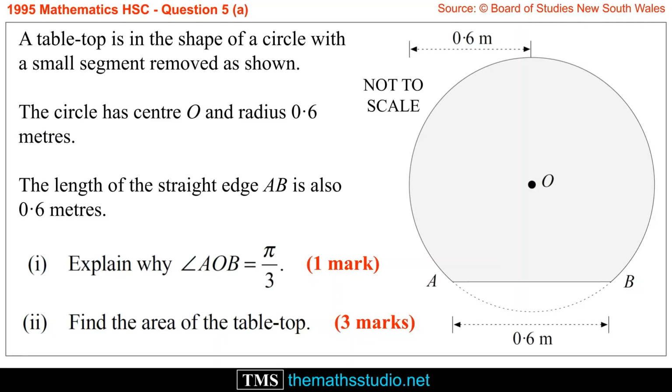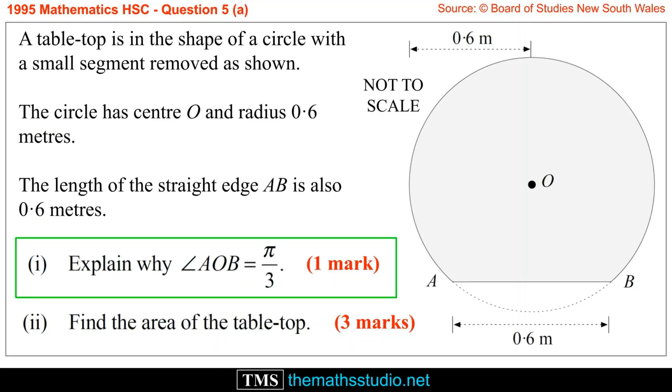Question 5, Part A. A tabletop is in the shape of a circle with a small segment removed as shown. The circle has centre O and radius 0.6 metres. The length of the straight edge AB is also 0.6 metres. Part 1. Explain why angle AOB equals pi over 3.